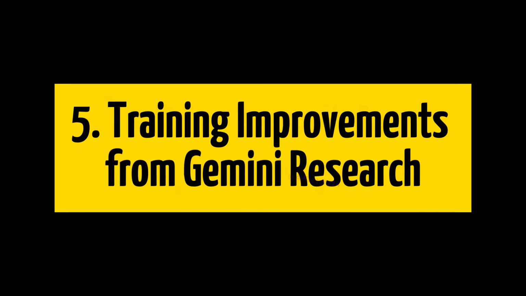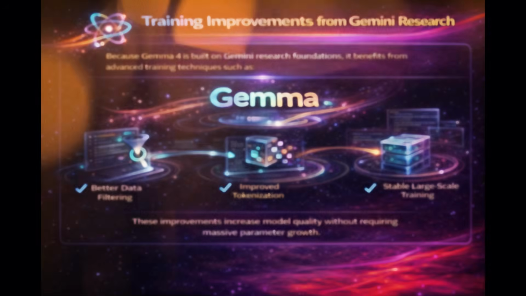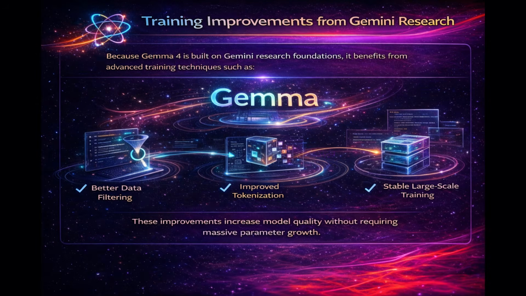5. Training improvements from Gemini research. Because Gemma 4 is built on Gemini research foundations, it benefits from advanced training techniques such as better data filtering, improved tokenization, more stable large-scale training methods. These improvements increase model quality without requiring massive parameter growth.